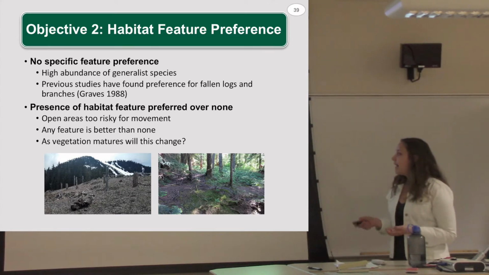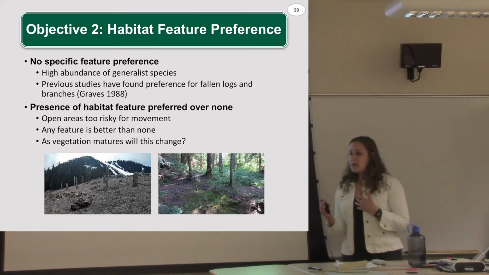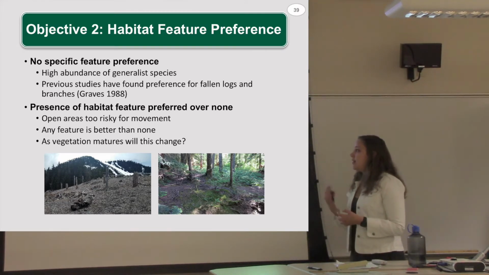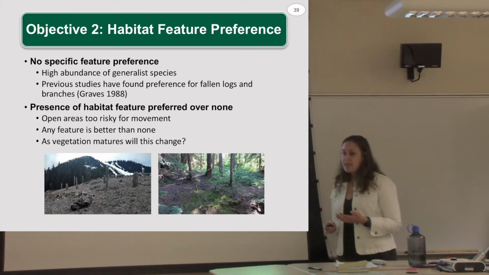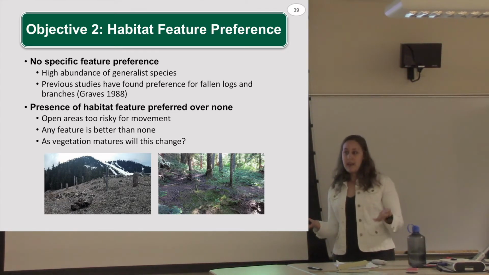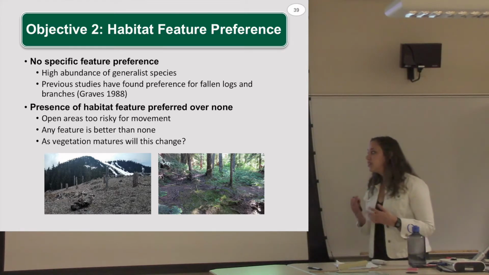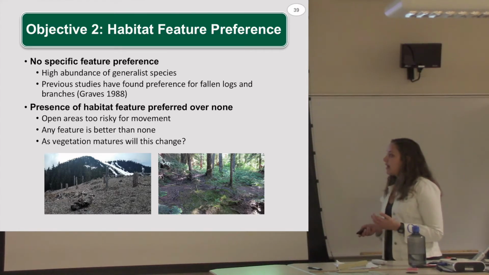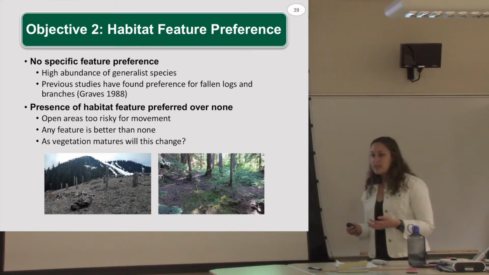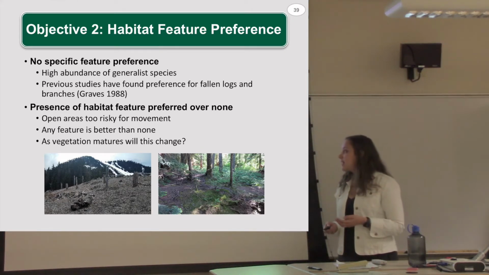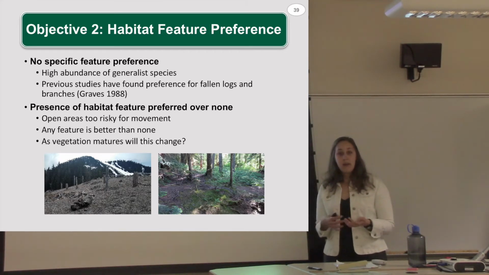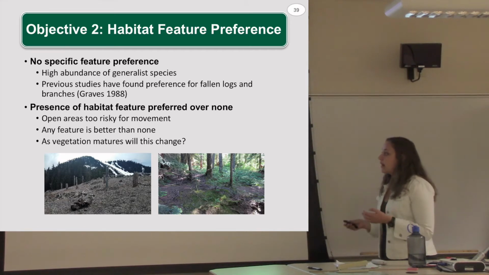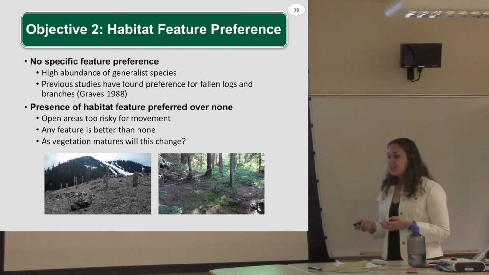But some studies have found that small mammals and generalist species tend to prefer fallen logs and branches. So it could be that the presence of a habitat feature is just preferred over nothing at this point in time, since that habitat is still needing some time to mature and develop. And these open areas may just be entirely too risky for animal movement at this time. So moving along any feature, occupying any feature is going to be better than occupying or moving through those open areas. And potentially, as the vegetation matures in the restoration sites, this could change.